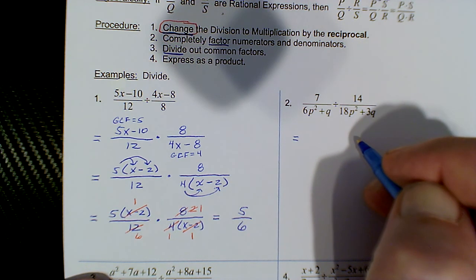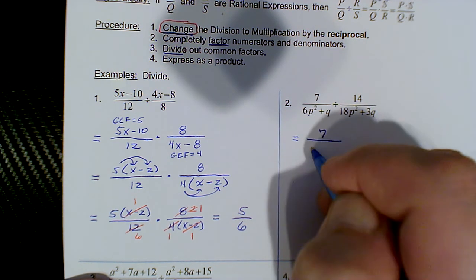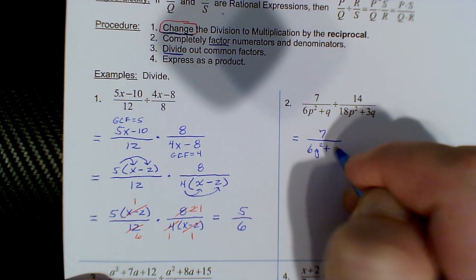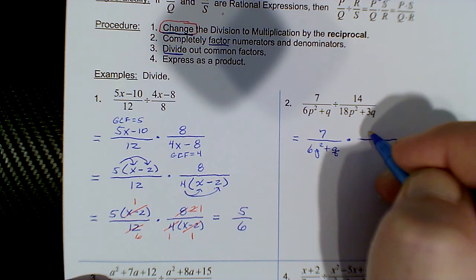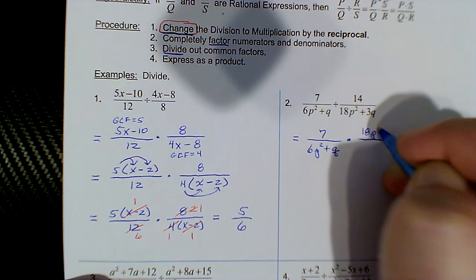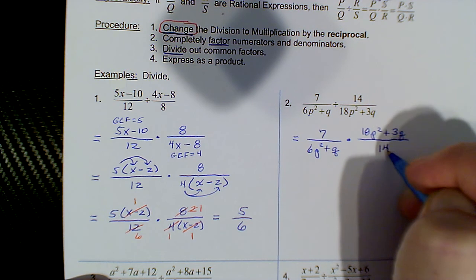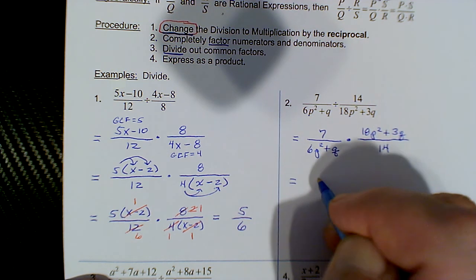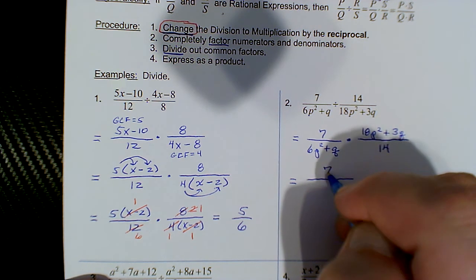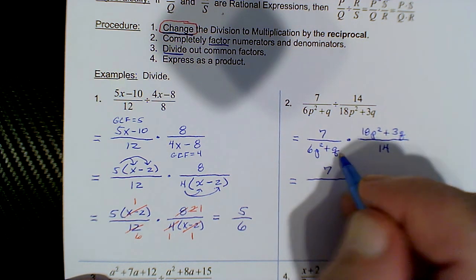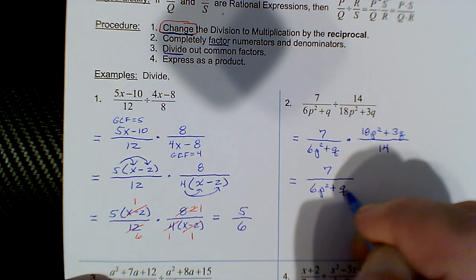And that is to rewrite the first term, so 7 over 6p squared plus q. Change to multiplication, take the reciprocal of the second fraction. So 18p squared plus 3q over 14. And then this particular one, it's got the 2 variables, the p and the q. And we'll have to just recopy the 7. And actually there's nothing in common between the 6p squared plus the q, so we'll just have to rewrite that as well.